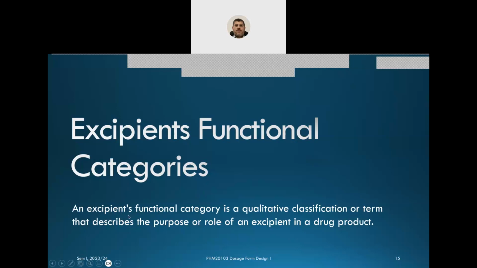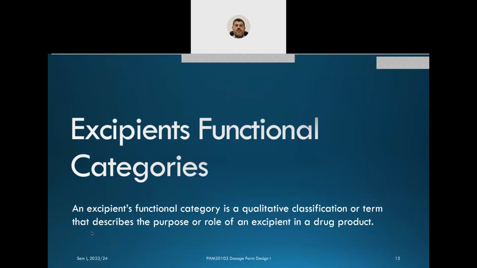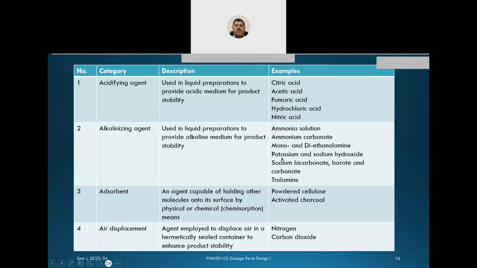When we talk about excipients functional category, we mean a qualitative classification or term that describes the purpose or role of an excipient in a drug product. What is the function? What is the role of the excipient in the drug product? So you have different functions excipients can perform.